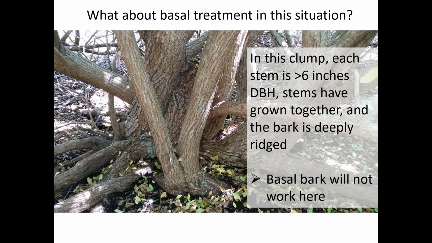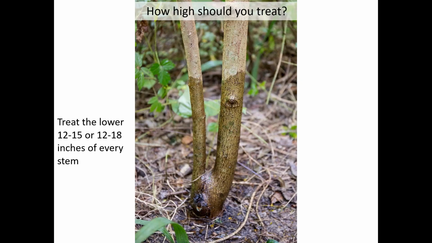So in this clump, each stem is greater than 6 inches for the most part. Stems have grown together, so we've got bark inclusions there, and the bark is deeply ridged. This is really where basal bark is not going to work, and you're going to have to go to a different type of approach. Okay, moving on here.